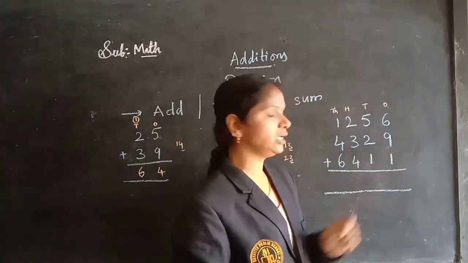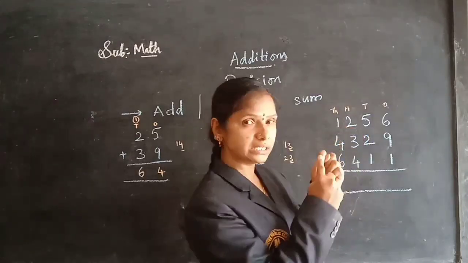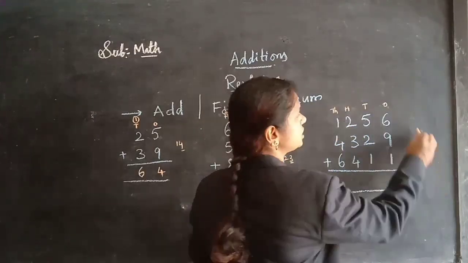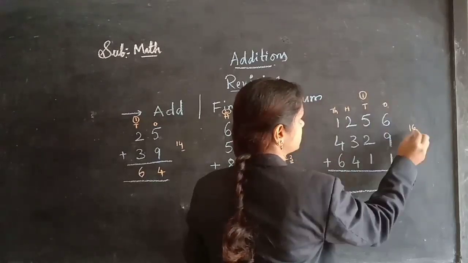15 after again I need to add 1, so 16. 16 is a 2-digit number, so no children here. 6 here and 1 carry on to the next place.